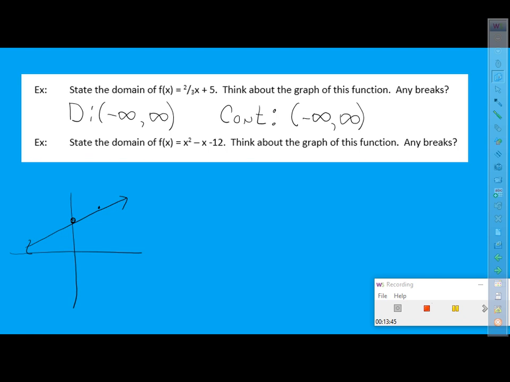Here's our second one. State the domain of the parabola x squared minus x minus 12. Well, I know it's a parabola. Open it up. It's going to be continuous when I draw it. The domain of that would be negative infinity to infinity because there's no breaks in it. There's no fractions in there. So I'm also going to say that this graph is continuous from negative infinity to infinity. It means I can draw this graph without ever picking up my pencil, or in this case my stylus.